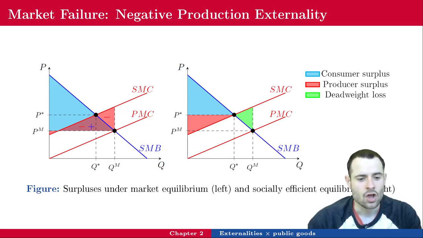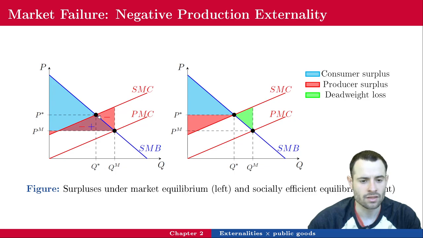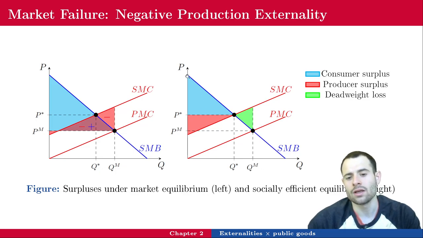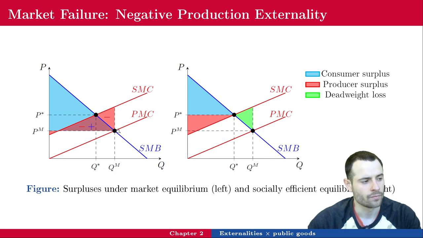Now, if you look at the left graph, there is one chunk that we did not take into account, which is the minus chunk here. So the final total surplus under the market equilibrium is going to be this big triangle minus this triangle. In the socially efficient case, the total surplus is only this triangle. Now, if you take the difference between the two areas, you end up with a net negative surplus here with this triangle. And this triangle here is what I represented in green here, and I called it the deadweight loss.